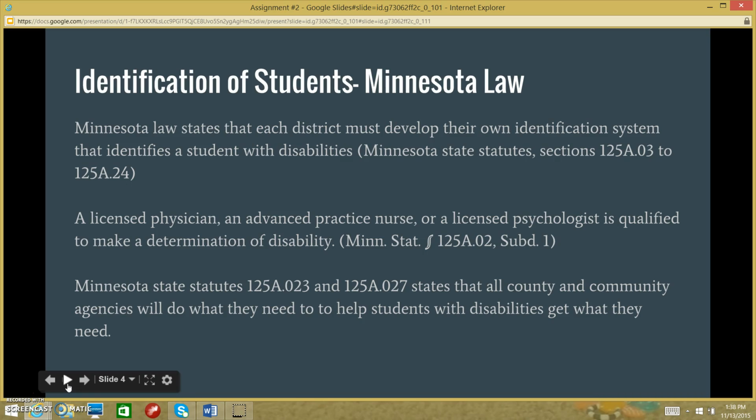attend school. When it comes to identifying students with disabilities, a licensed physician or advanced practice nurse or licensed psychologist is qualified to make a determination of ADD or ADHD for purposes of identifying a child with a disability. Lastly, the state law states that all agencies involved have to do what they can to ensure the identified student gets what they need.